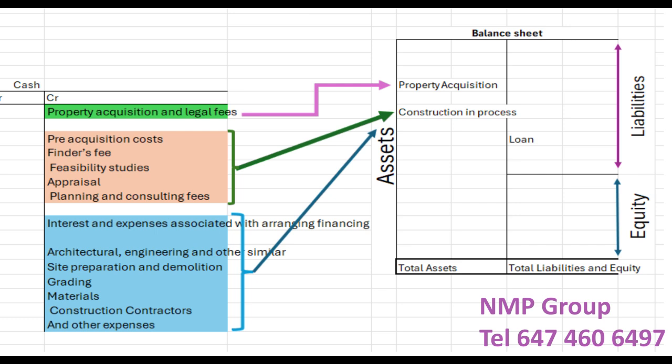Capitalize property acquisition and legal fees. Keep this separately. Capitalize building costs at construction in process: interest and expenses associated with arranging financing; architectural, engineering and other similar costs; site preparation and demolition, grading, materials, construction contractors, and other expenses.